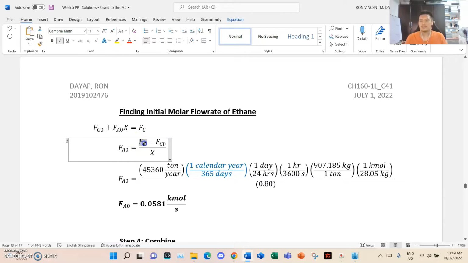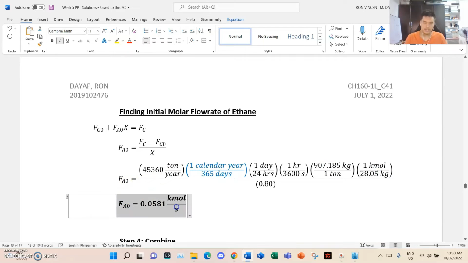We're already given a final value of the ethylene, which is 45,360 tons per year. We convert it into kilomoles per second using the respective conversions. So we have calendar year conversion to day, to hour, to second conversion, and then kilogram to ton conversion, and we'll convert it using the molar mass of ethylene.